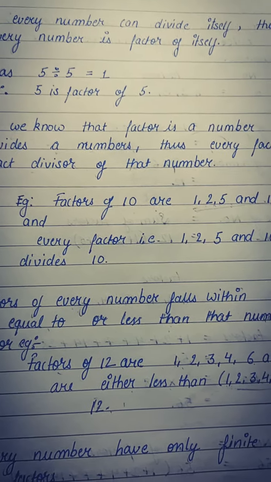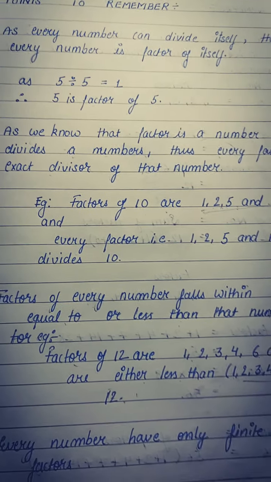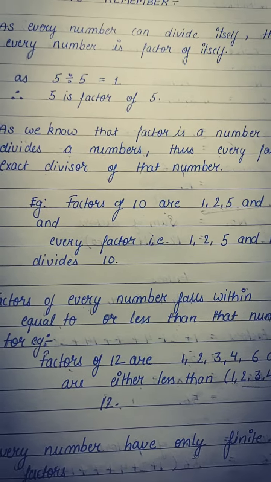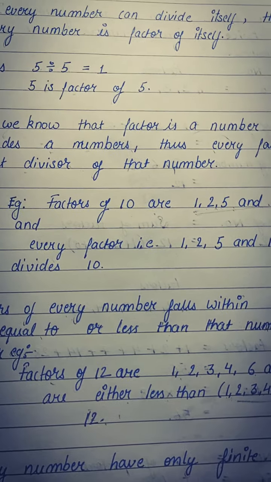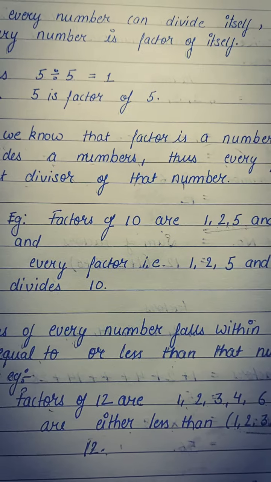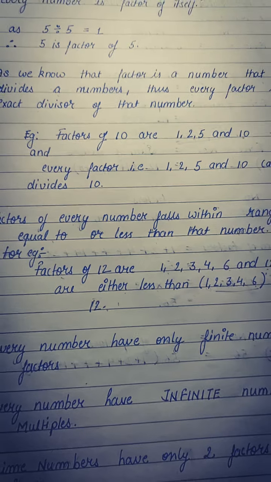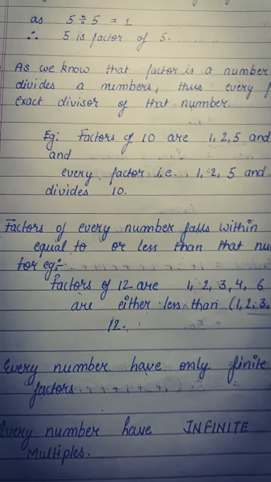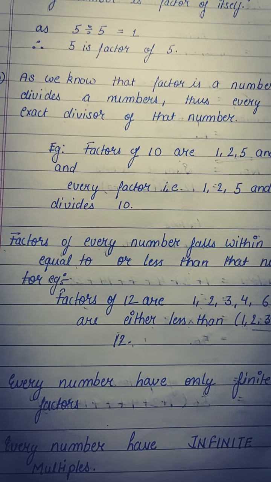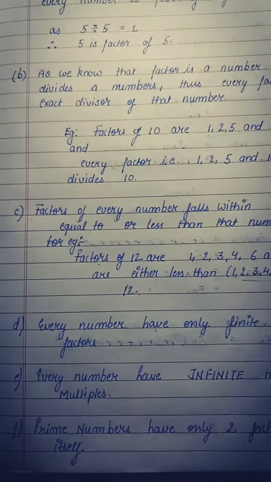Next, fourth point: every number has only a finite number of factors. Any number has only a limited number of factors. There is no such number which can have unlimited factors. That number does not exist. And just opposite to that, every number has unlimited or infinite multiples. Keep on multiplying and you will keep on getting results. So any number has infinite multiples but finite factors.